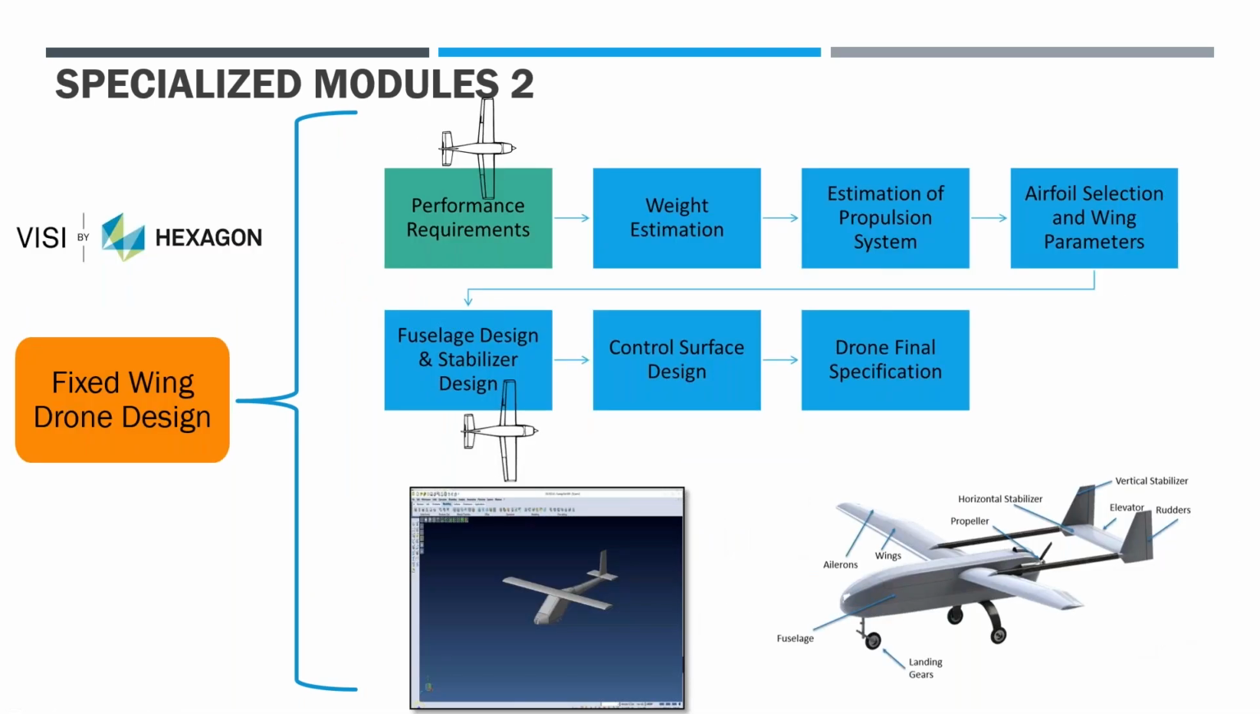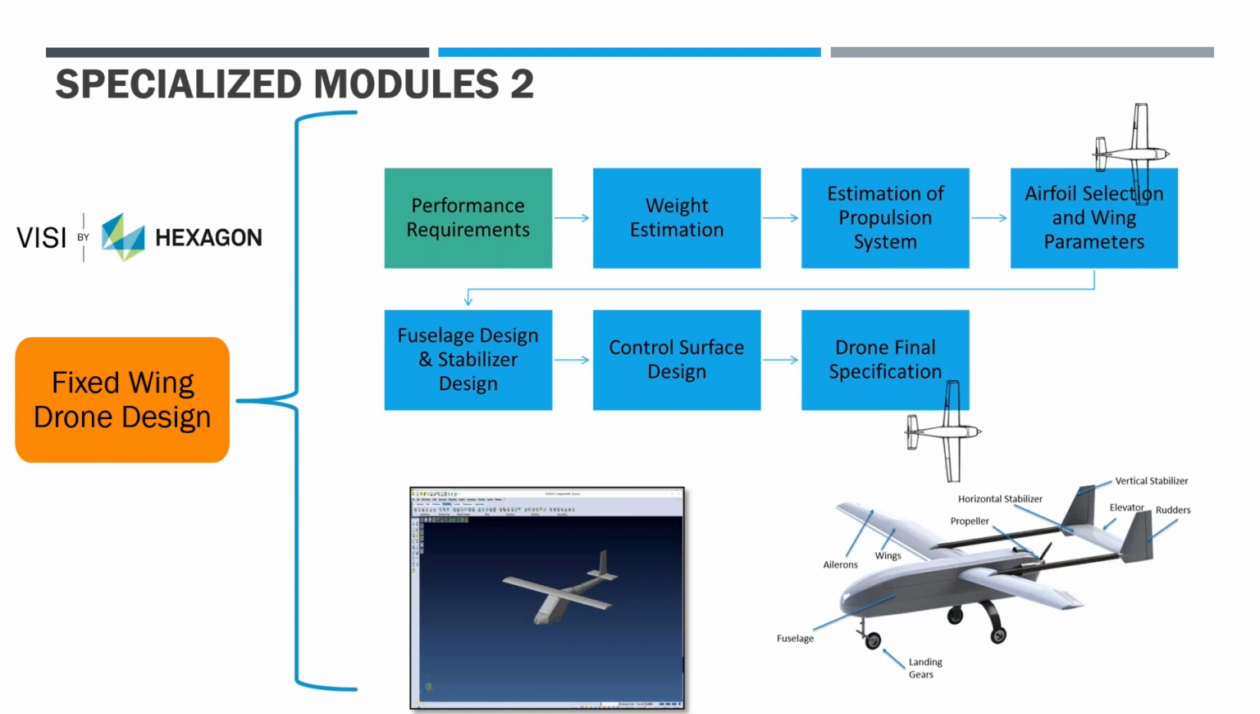Then you're moving to specialized module 2. In specialized module 1, you use the software for designing multi-rotor, but here you are going to learn about fixed wing design. If I want to design an aircraft kind of drone, how am I going to go about it? Again, a lot of calculations are involved, starting from performance requirements, weight estimation, estimation of the propulsion system, what motors and things we have to use, then the airfoil selection for the wing for lift generation, then the fuselage, stabilizer design, control surface, and finally the drone specifications will be achieved.